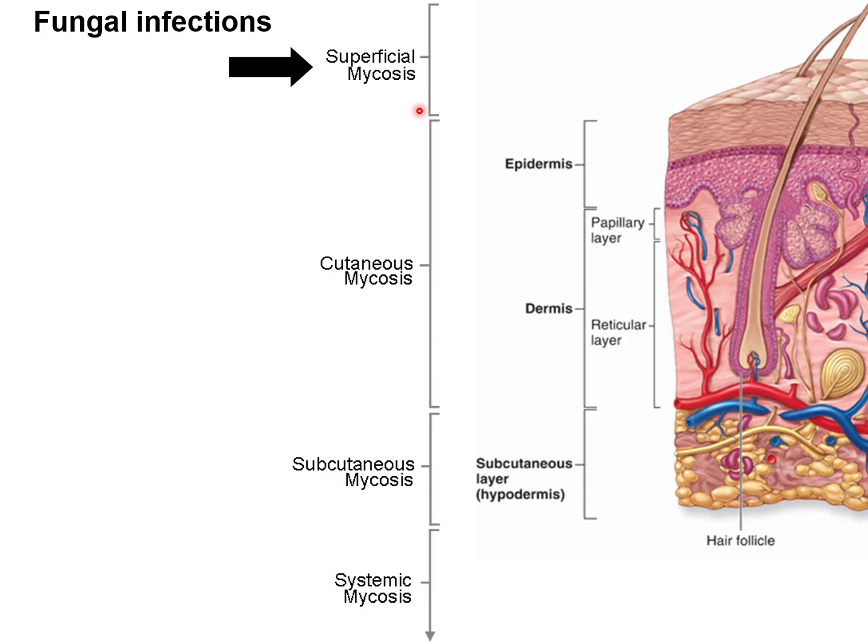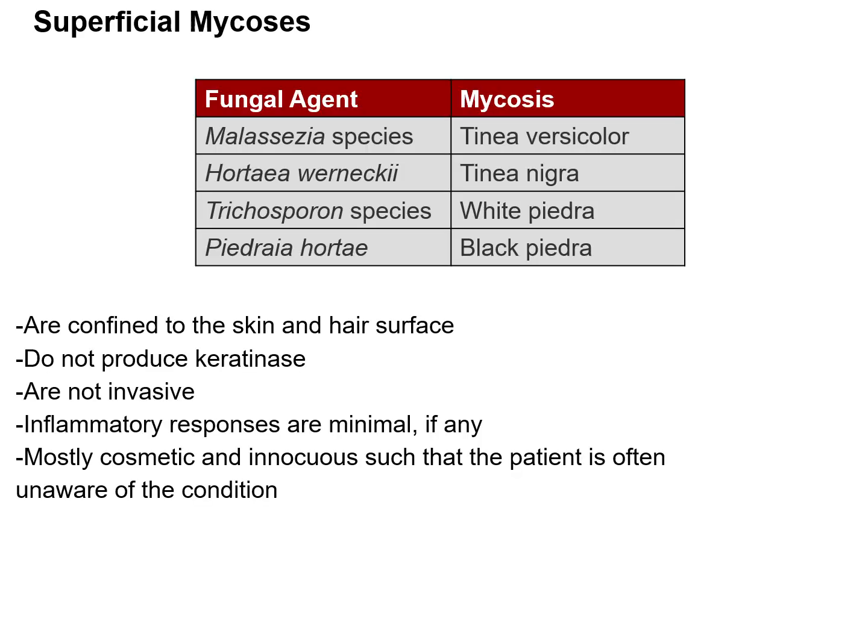In this case, the agents grow above the surface of the skin and the hair. They do not have the ability to produce keratinase, so they do not really invade deeper. The superficial fungal infections we'll be discussing are Tinea versicolor, Tinea nigra, white piedra, and black piedra. As I said on the previous slide, these agents grow on the surface of the skin and the hair, so they do not have keratinase.